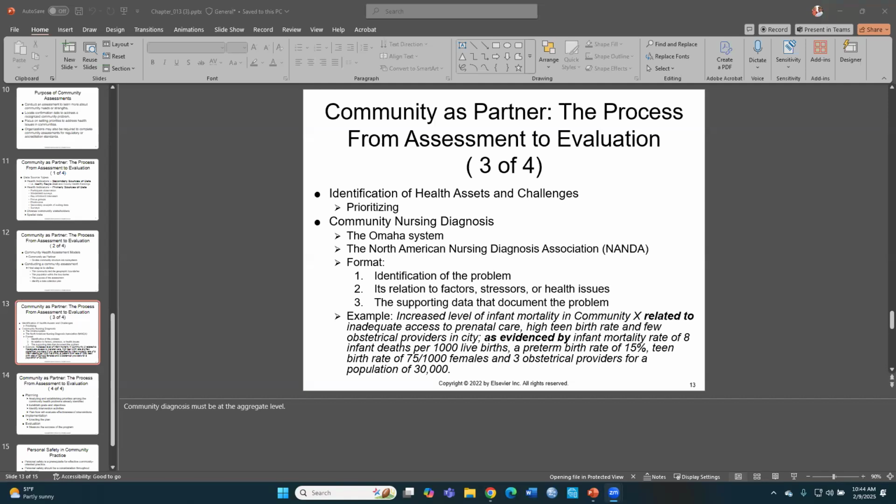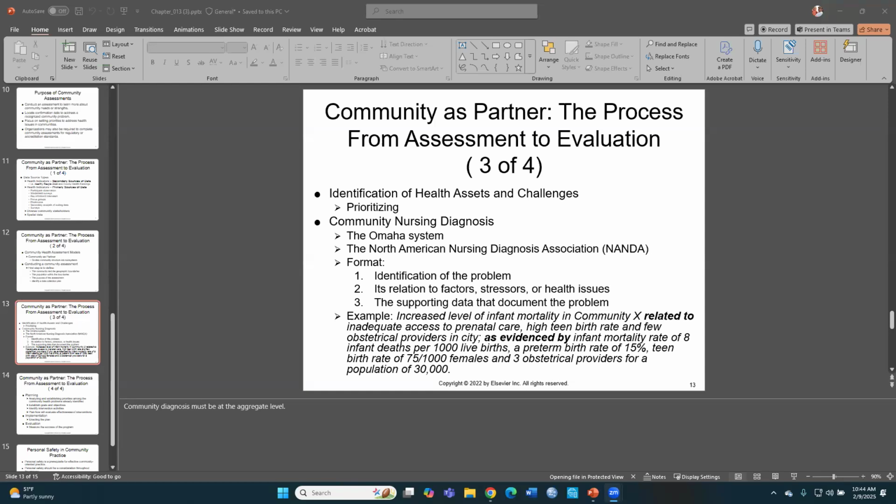So problem priority criteria include things like community awareness of the problem and the motivation of the community to resolve or better manage the problem. What is the nurse's ability to influence problem solution? Is there an availability of expertise in the area to solve the problems? What is the severity of the outcome if we can't resolve the problems? And then how fast can we reach a solution to the problem?